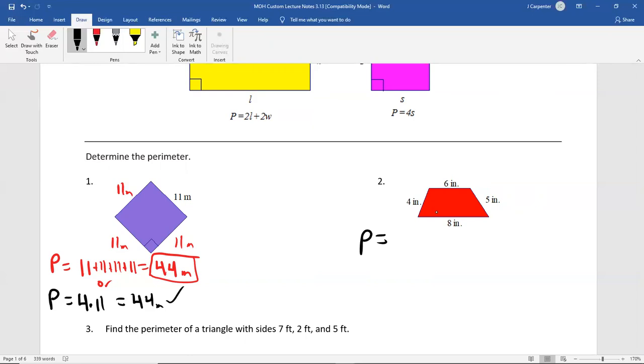So I'll start with the 6. So that's 6 plus, then the 5, then the 8, then the 4. 6 plus 5 is 11, plus 8 is 19, plus 4 is 23. So that's 23 inches. That's it.